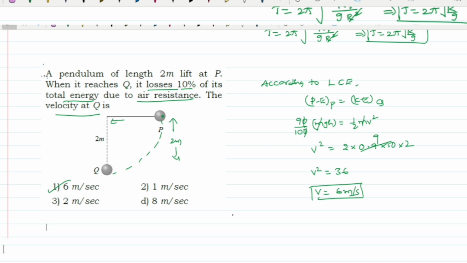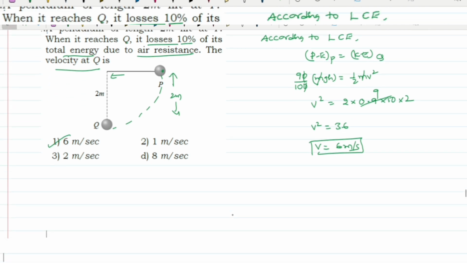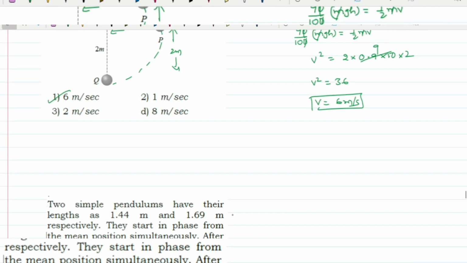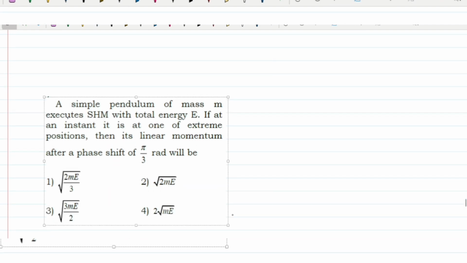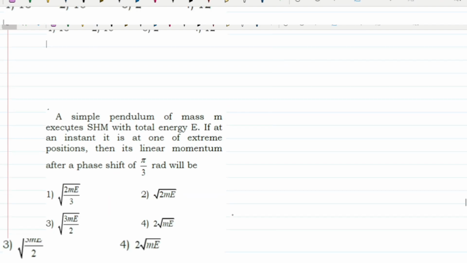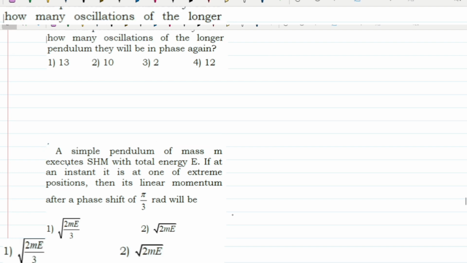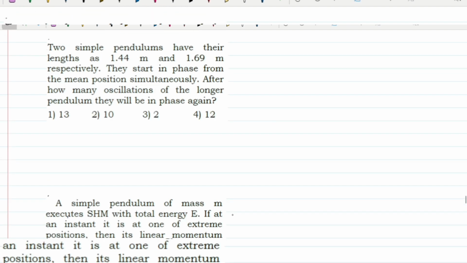Let us see the next question. The two simple pendulums are making oscillations, and their lengths are given as 1.44 meters and 1.69 meters respectively. They start in the same phase from the mean position simultaneously. After how many oscillations of the longer pendulum will they be in the same phase again?